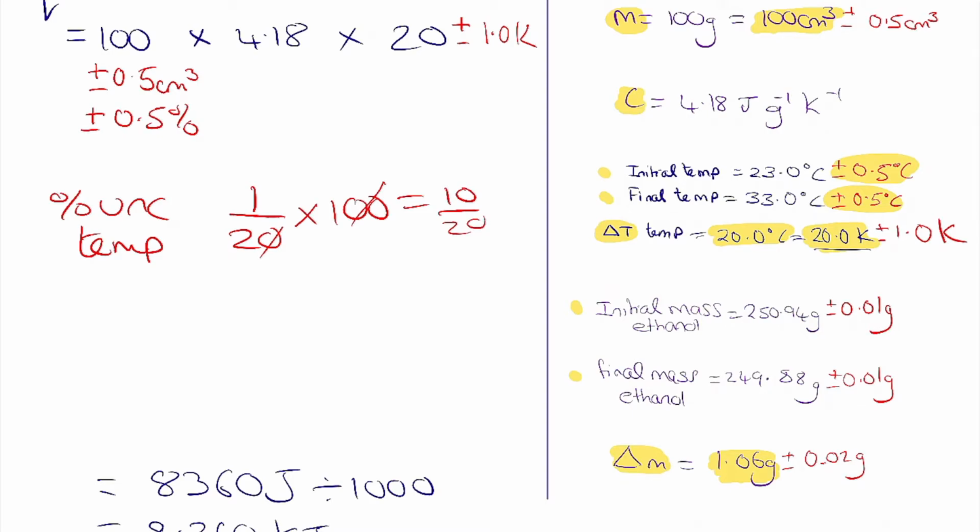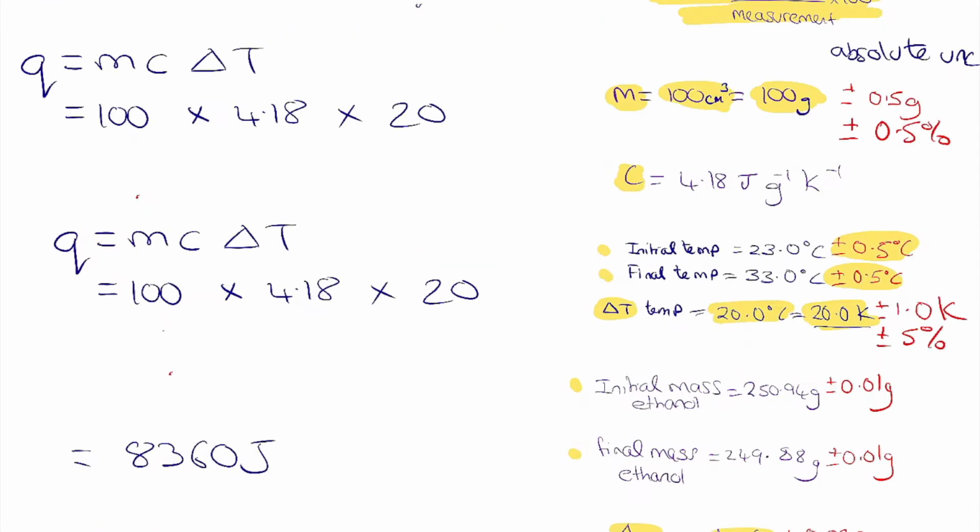Divided by 2. Get my maths right. So 10 divided by 2, which means we end up with 5% as our uncertainty for temperature. Now that we've worked out the percentage uncertainties, we're now going to try and propagate those next to each of the values in the calculation from the values that we measured in the experiment.